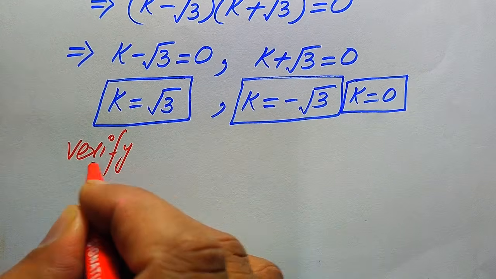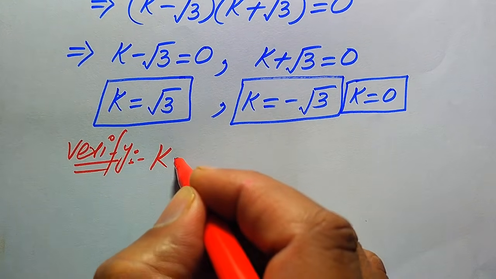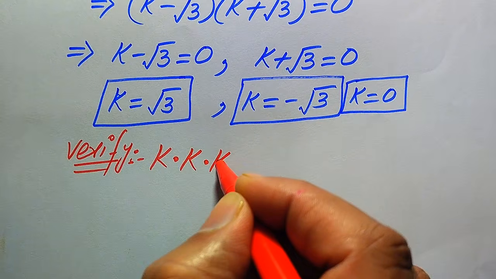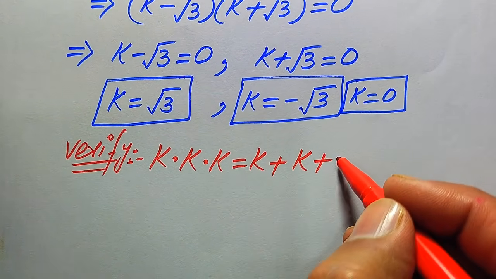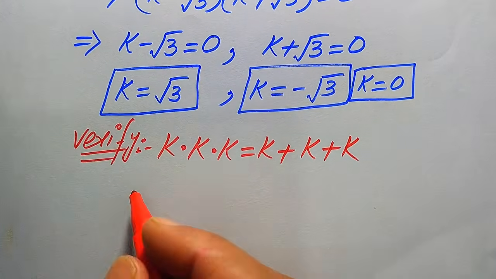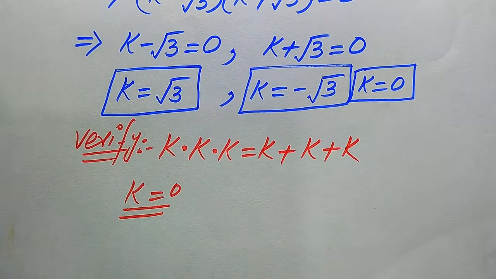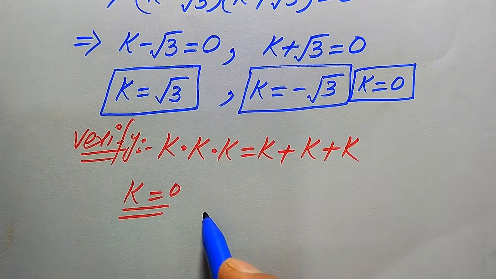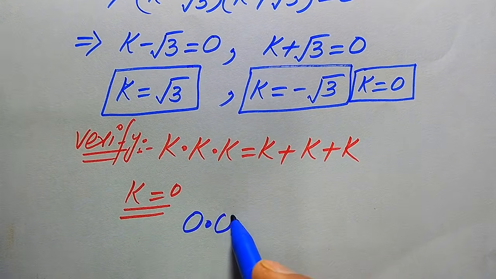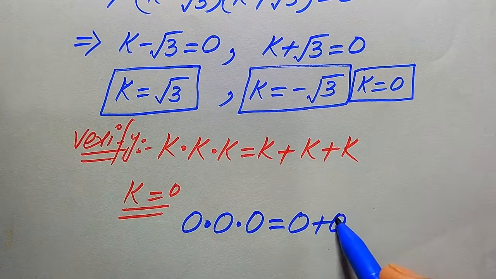So for verification of these values we need to copy down the given question statement. Here it is k multiplied by k multiplied by k equals k plus k plus k. And here first we verify k equals 0. When we verify k equals 0, it means that we substitute k equals 0 on both of the sides, and it becomes 0 multiplied by 0 multiplied by 0 equals 0 plus 0 plus 0.